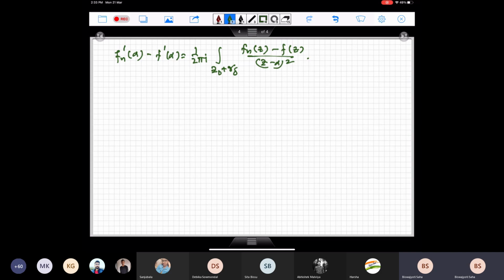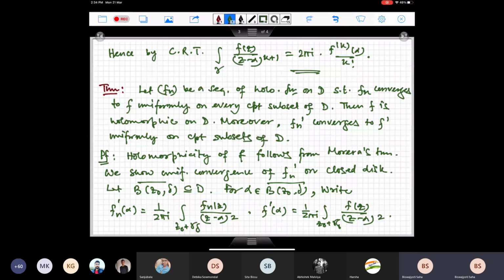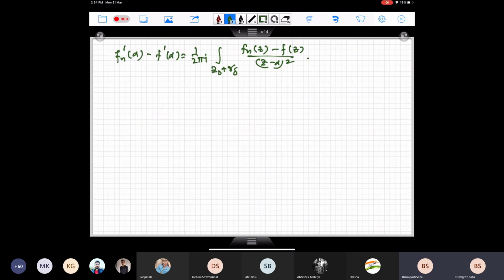Okay, fine, all good. Now notice one thing: I already have uniform convergence of my function. This alpha is inside this ball, so I'll take alpha from this ball, and my z is varying over this circle. Of course, everything is fine. The denominator is non-vanishing, no problem on gamma. But I have uniform convergence.